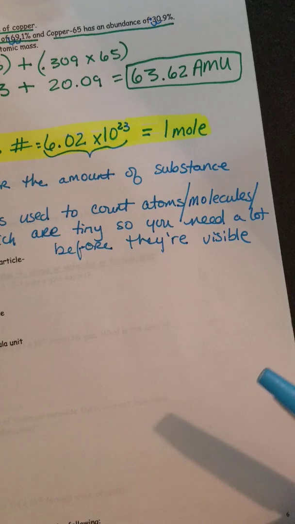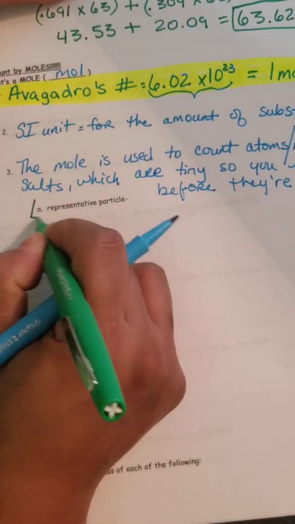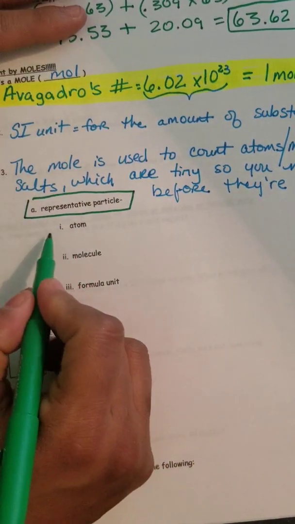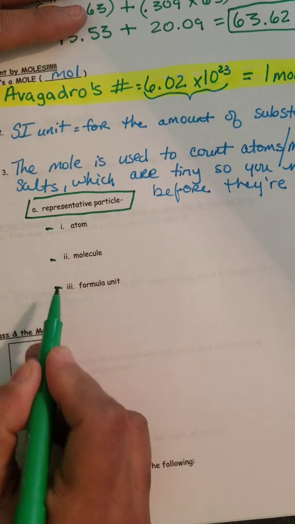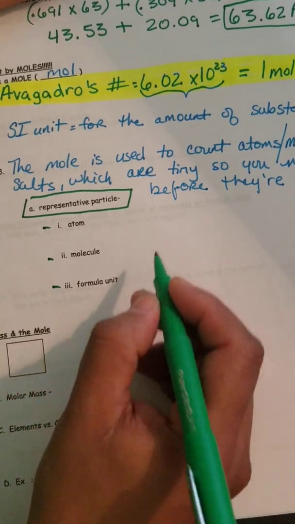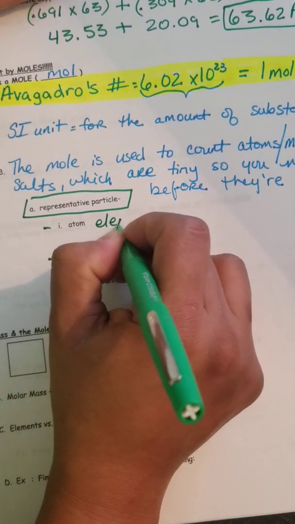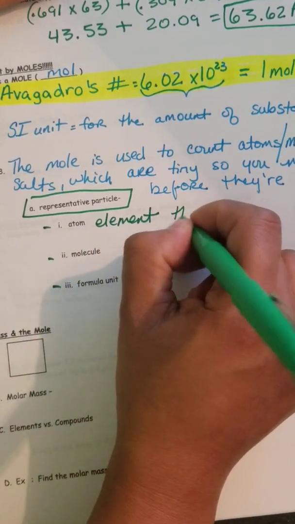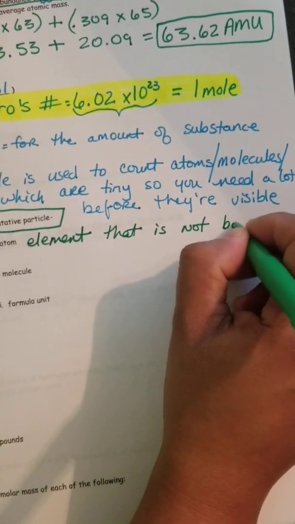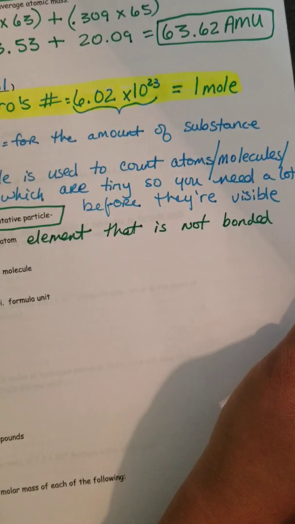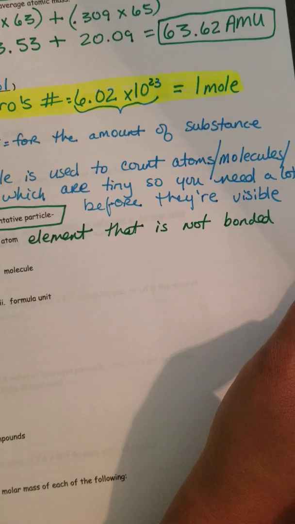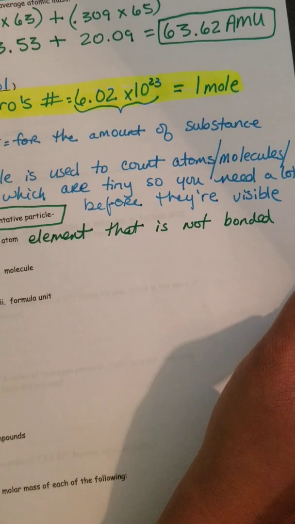So let's talk about this word over here, representative particles. We're going to either talk about atoms, molecules, or what we call formula units. Atom. Well, I'm sure we all know what an atom is. An atom is going to be an element that is not bonded to anything. It's just a single atom. If I'm talking about oxygen atoms, I'm talking about just pure oxygen atoms. They're not bonded to anything. They are just there floating around by themselves.